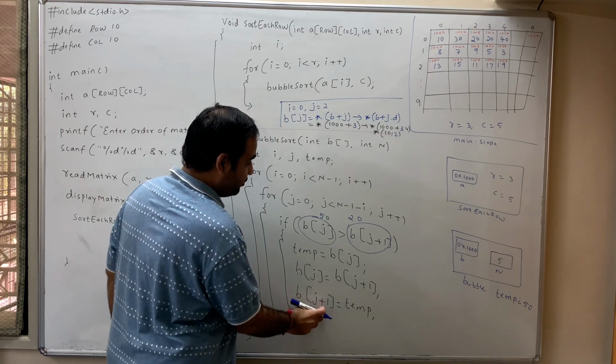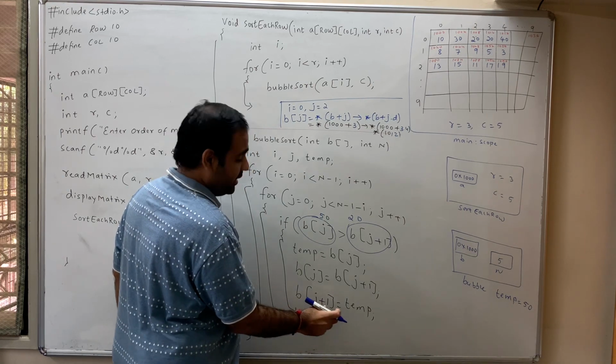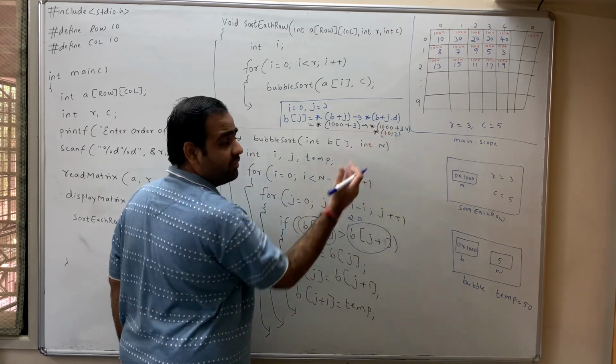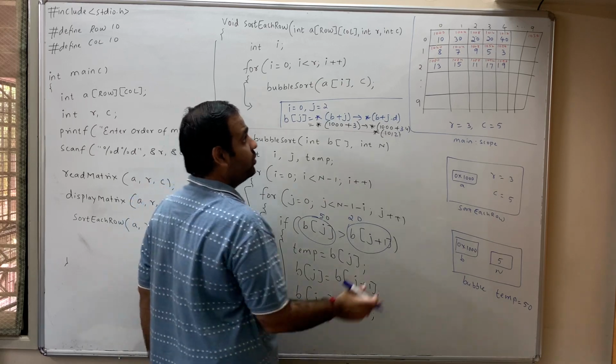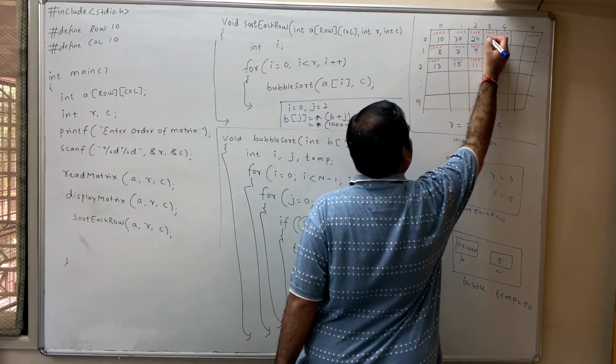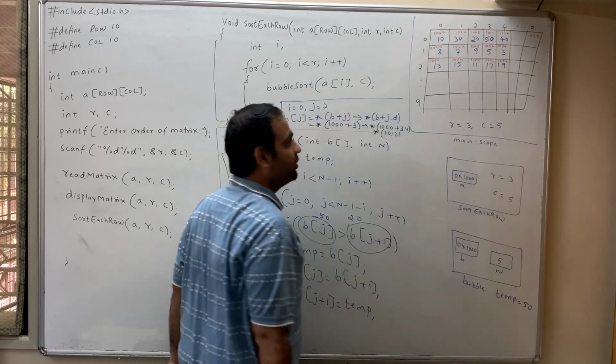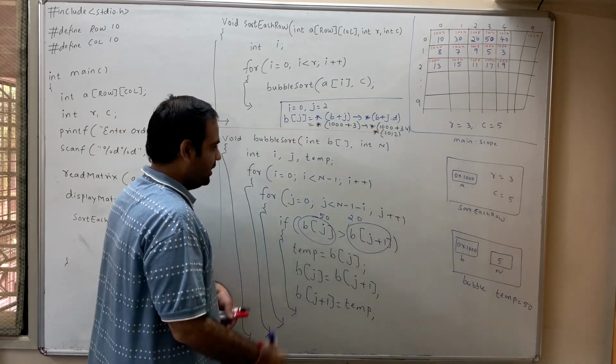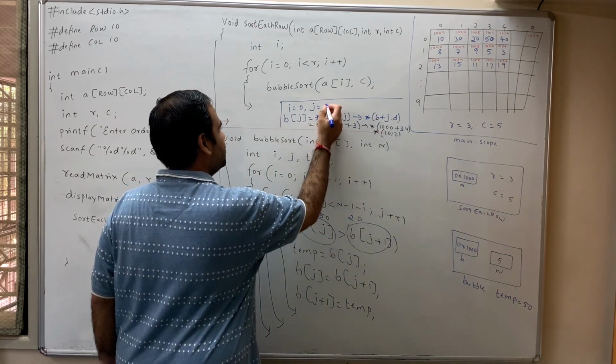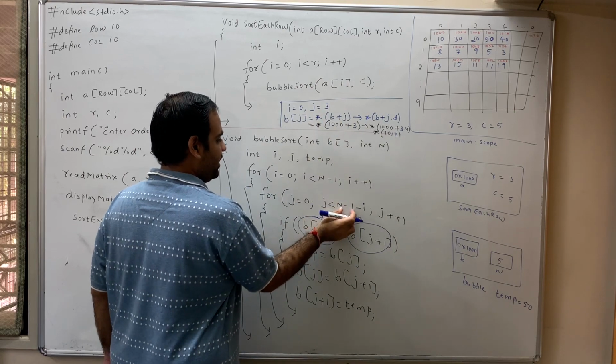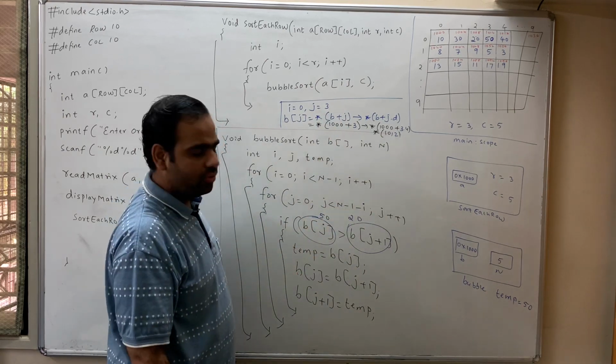Okay. Now b of j plus 1. What is b of j plus 1? It is 1012. You execute it. 1012 is equal to temp. The value of temp is 50. You store 50 over here. Done. Again you say j plus plus. J becomes 3. 3 less than n minus 1 minus i, 3 less than 4, yes.